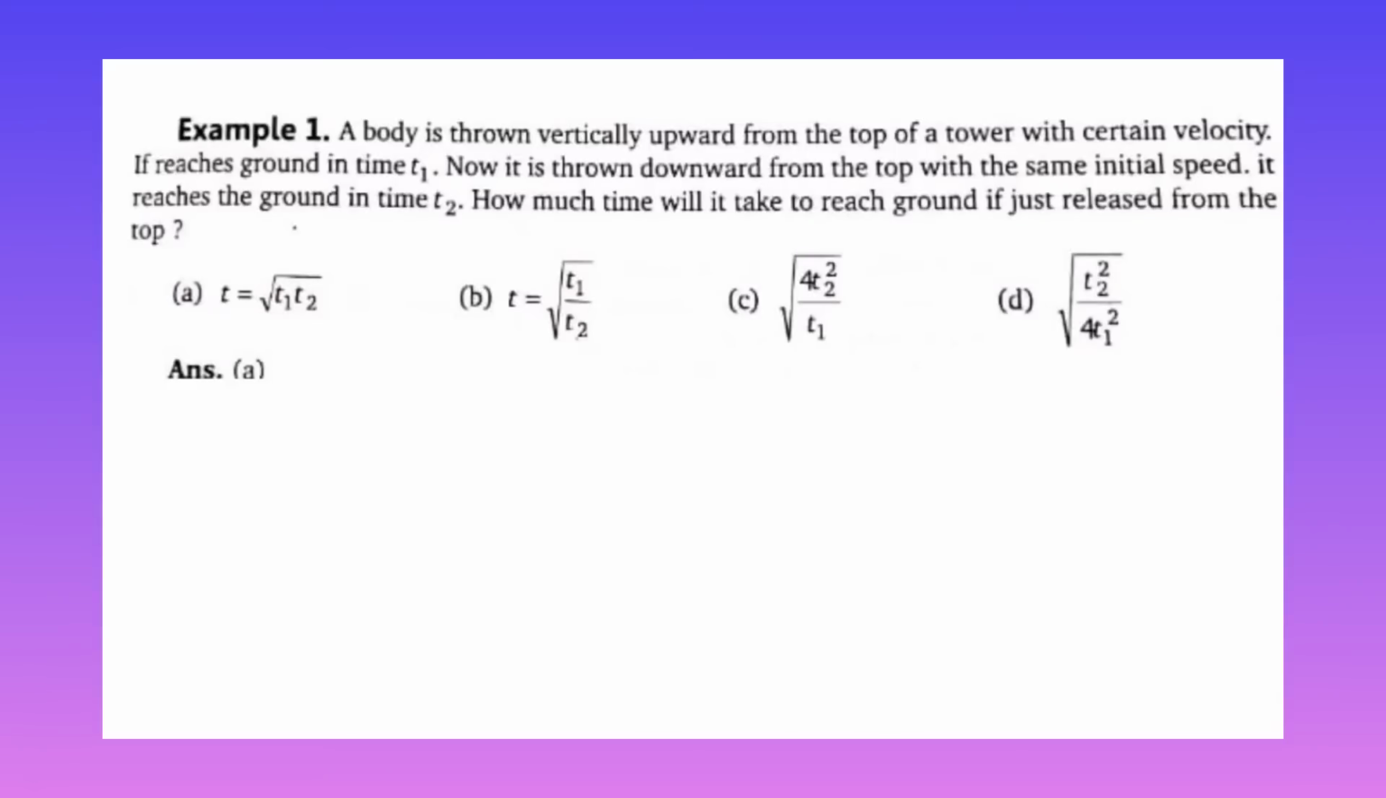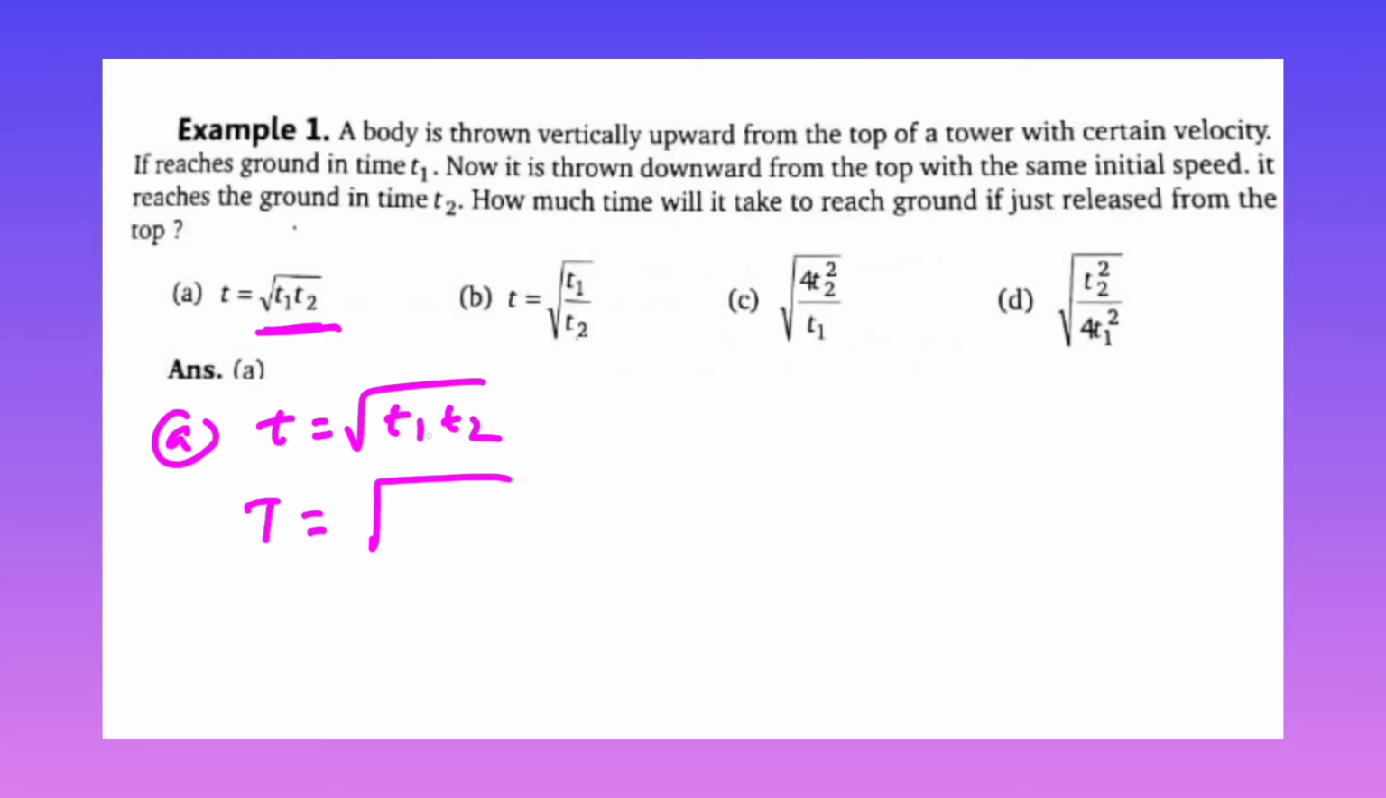My dear students, he is asking us to find out the correct option here. The easiest method to solve this problem is to find the dimensions of these two. So in the first option, if you observe, the dimensions of T, whereas the dimensions of T1 T2. If you observe, the dimensions of T is T only, and this is T and T, which is going to be the square root of T square. So LHS is equal to RHS.